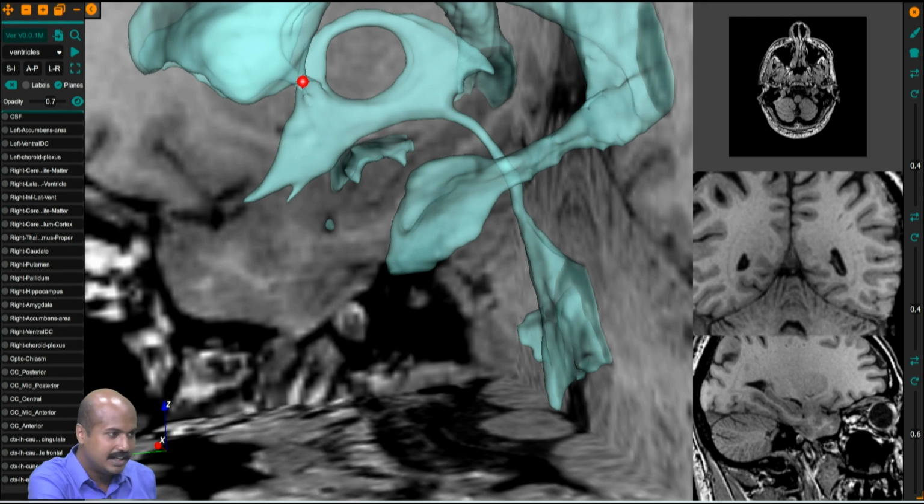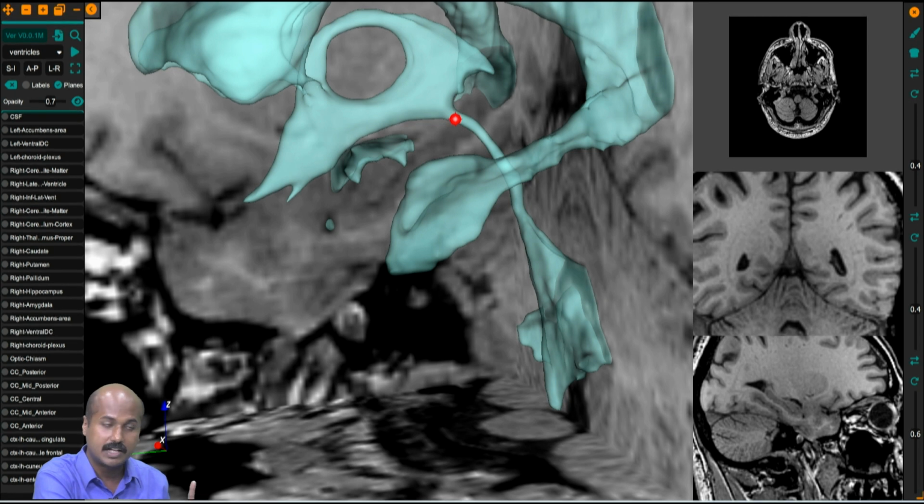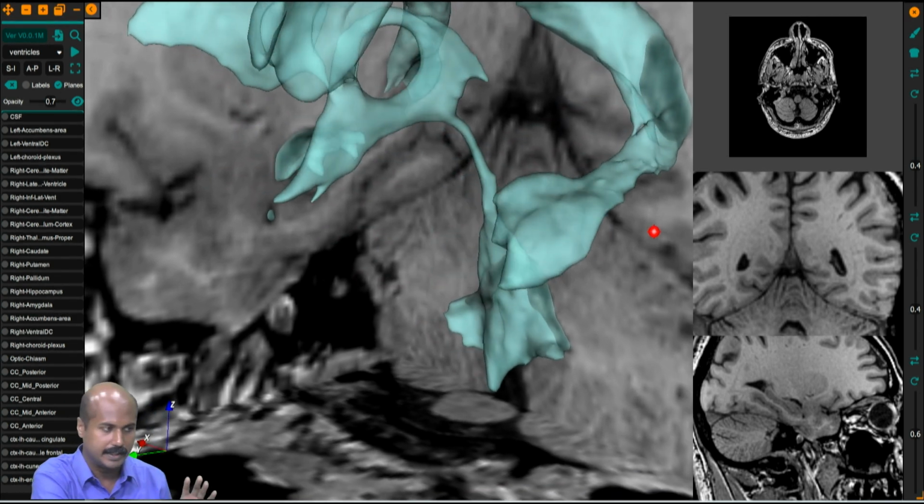Okay, that structure now where my cursor is, that is the interventricular foramen. Again, the third ventricle is communicating with the fourth ventricle located below through a tube-like small channel. That channel is called the aqueduct of Sylvius, or the cerebral aqueduct of Sylvius. These two are the communications of the third ventricle to the other parts of the ventricular system, to the lateral ventricle as well as to the fourth ventricle.